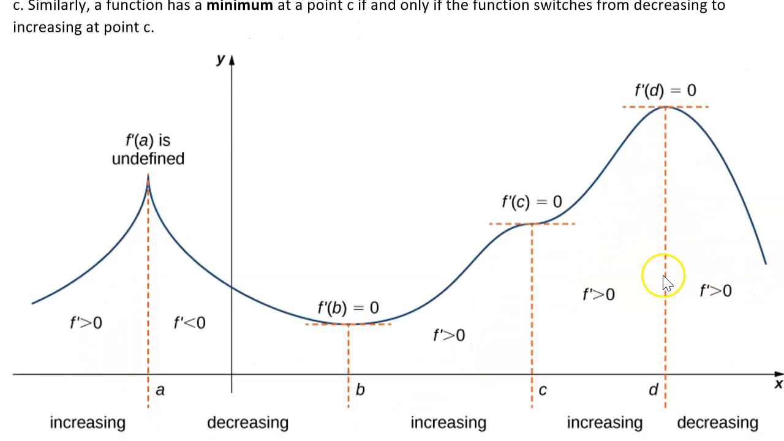Looking at this example, you can see that there are two maximums, one where the derivative is undefined and one where the derivative is 0. There's one minimum where the derivative was negative and then the derivative was positive. And then there's one critical value where the derivative was positive and then positive again, making it neither a minimum nor a maximum.